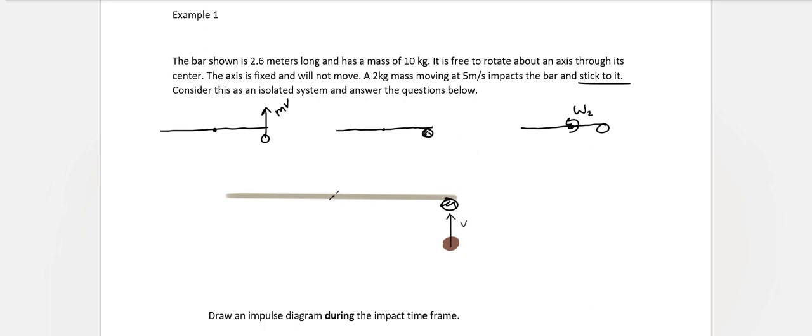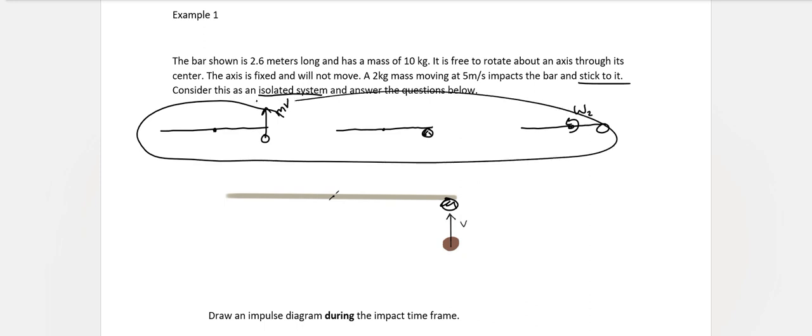Now in this example, we're going to consider this an isolated system, meaning that there are no other effects to worry about. Picture this being horizontal. This is not a vertical problem. Imagine this happening on a horizontal table or something like this, and we're only going to consider the interaction of these things together.